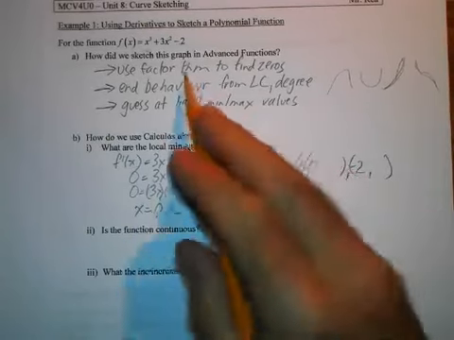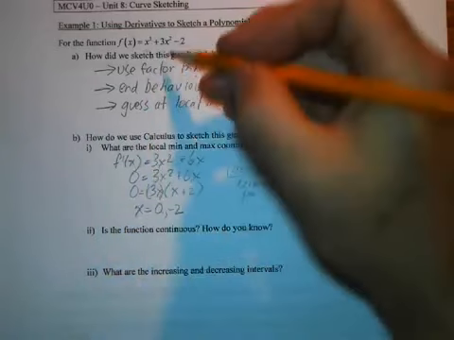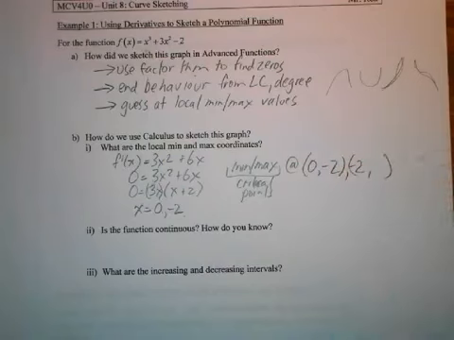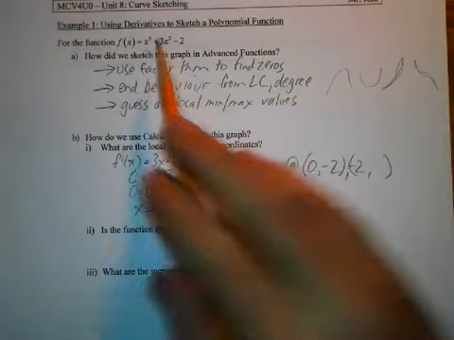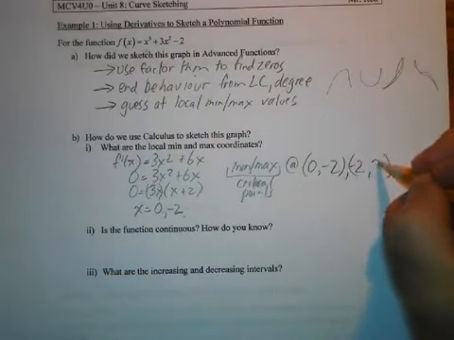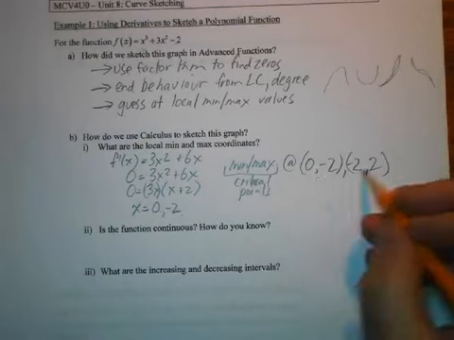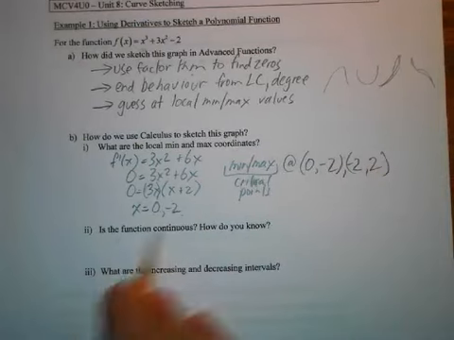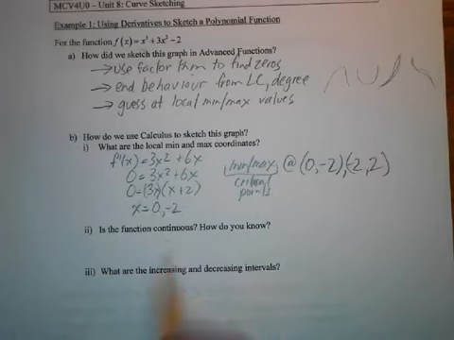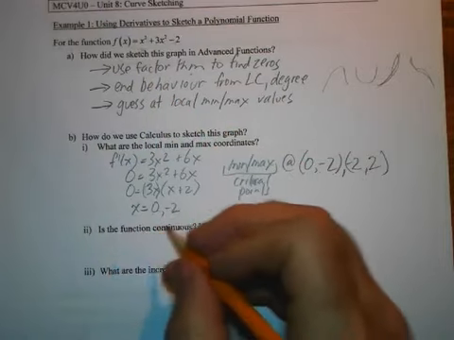And if we plug these back into the original function, that one's easy to get. 0, negative 2 is the first point, and if I plug negative 2 back into here, I get f of negative 2 is 2. So these are the two critical points of this function. All right, it's important to know, is the function continuous? And we talked about this earlier. Since that's a polynomial function, it's continuous everywhere.